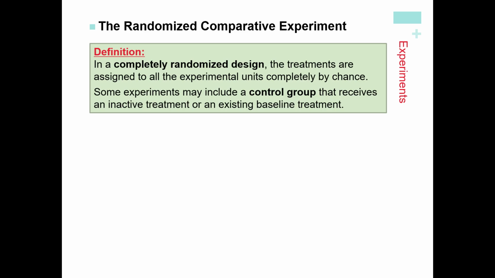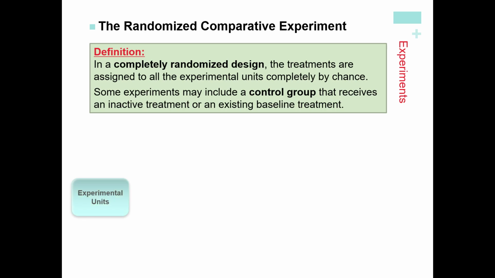Okay, so first we want to talk about completely randomized design. And this is where the treatments are assigned to all the experimental units completely by chance. So basically, if you walk into this study, you have a 50-50 chance of being in treatment 1 or treatment 2. Some experiments may include a control group, and a lot of well-designed experiments do include this control group. And this control group is going to receive either an inactive treatment or an existing baseline. So usually this is some kind of non-effectual treatment to compare the new treatment that we're trying out.